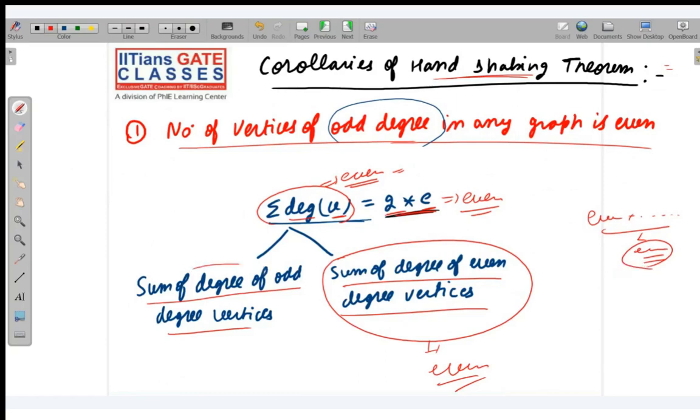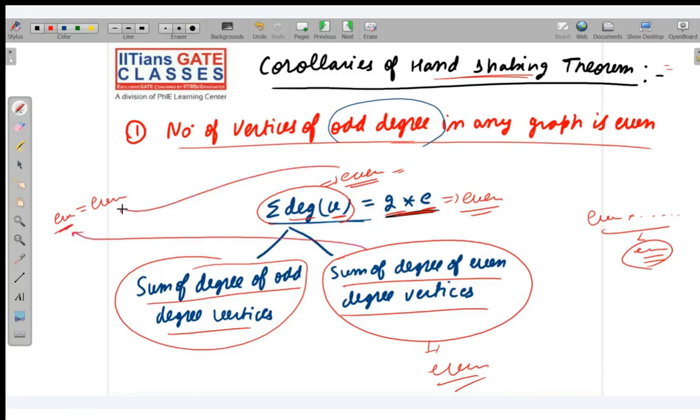Now what should the sum of degrees of the odd degree vertices be? The total sum is even, and here also you are having even. Because of this, the total sum is even. So what should be added here to get this? Obviously, even you should take here. So how will you get even? Because each and every vertex is of odd degree.